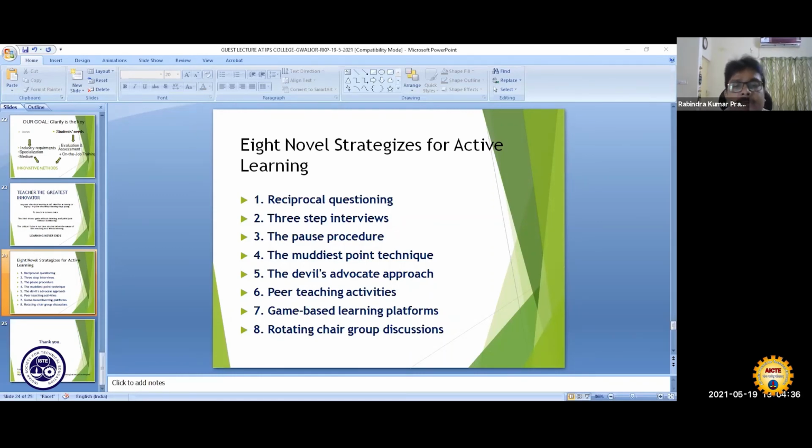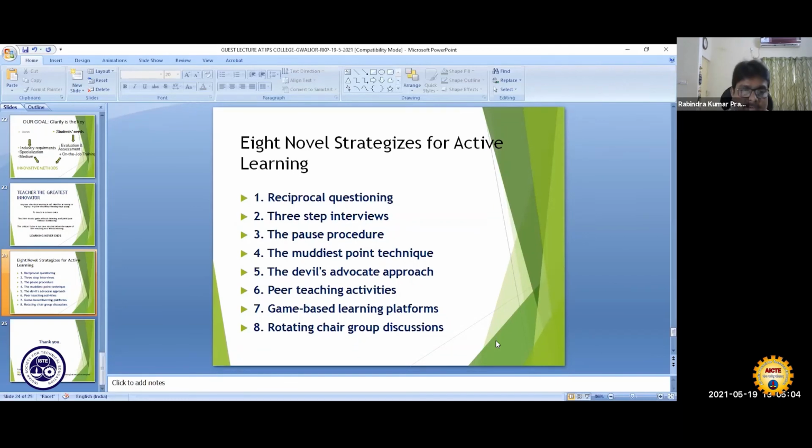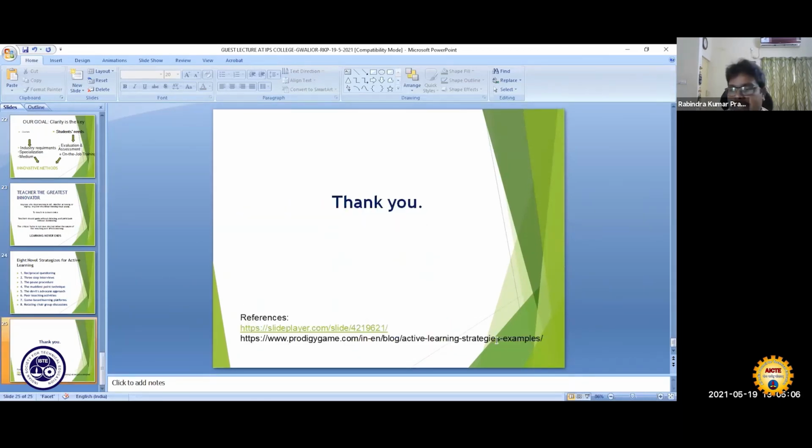So these are some of the active learning methods that teachers can make use of in their classrooms to make the classroom more interesting, meaningful, impactful, and educative. The rotating chair group discussion method has also been found to be very effective and is considered a novel strategy for active learning. So with this, I now conclude this session.